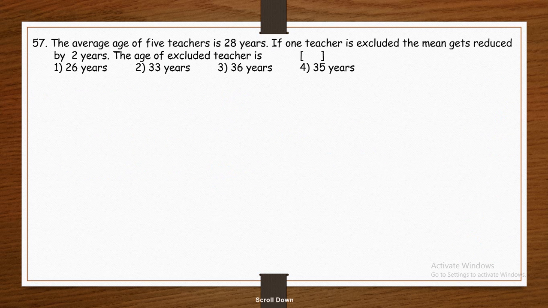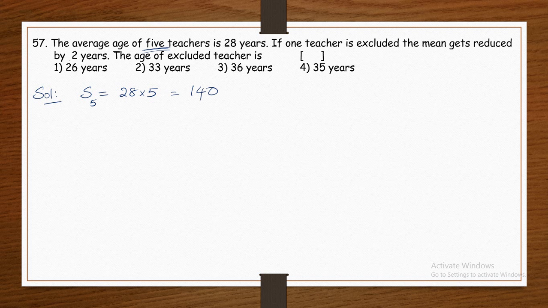Next, moving on to question number 57. The average age of 5 teachers is 28 years. If one teacher is excluded, the mean gets reduced by 2 years. Find the age of the excluded teacher. Initially, how many teachers are there? 5 teachers. Their sum will be 28 into 5. What is 28 into 5? 8 5s are 40. 5 2s are 10. 140. So this is the sum of 5 teachers.